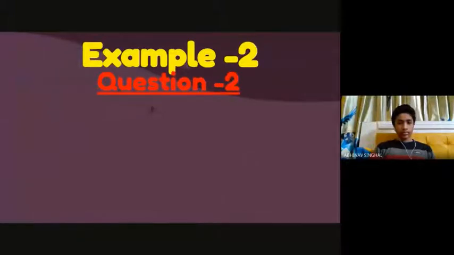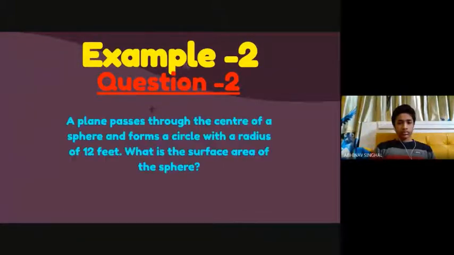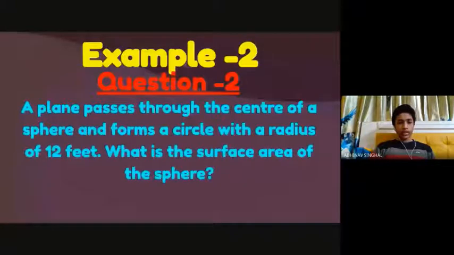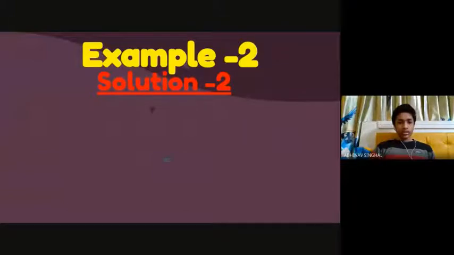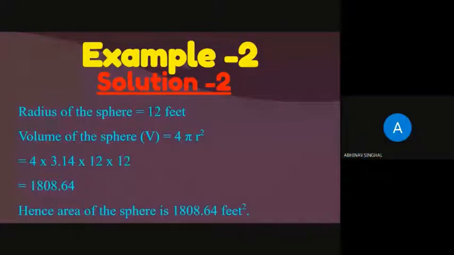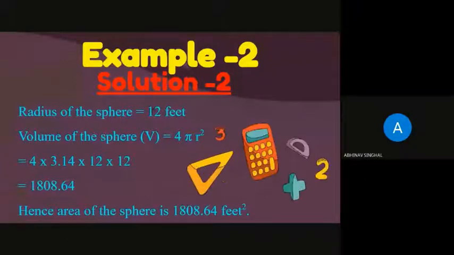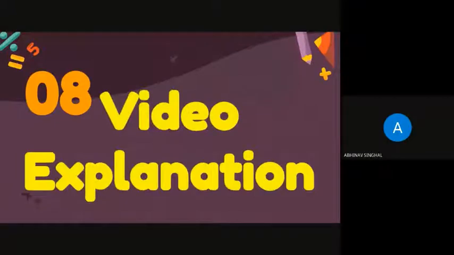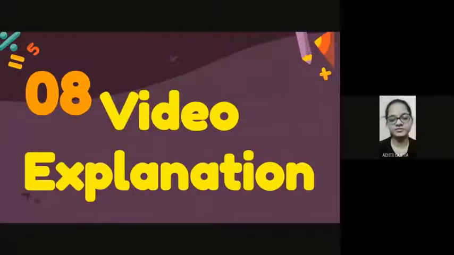Example 2. A plane passes through the center of a sphere and forms a circle with radius of 12 feet. What is the surface area of the sphere? Here is the solution for the example 2. Here is the video explanation of sphere.